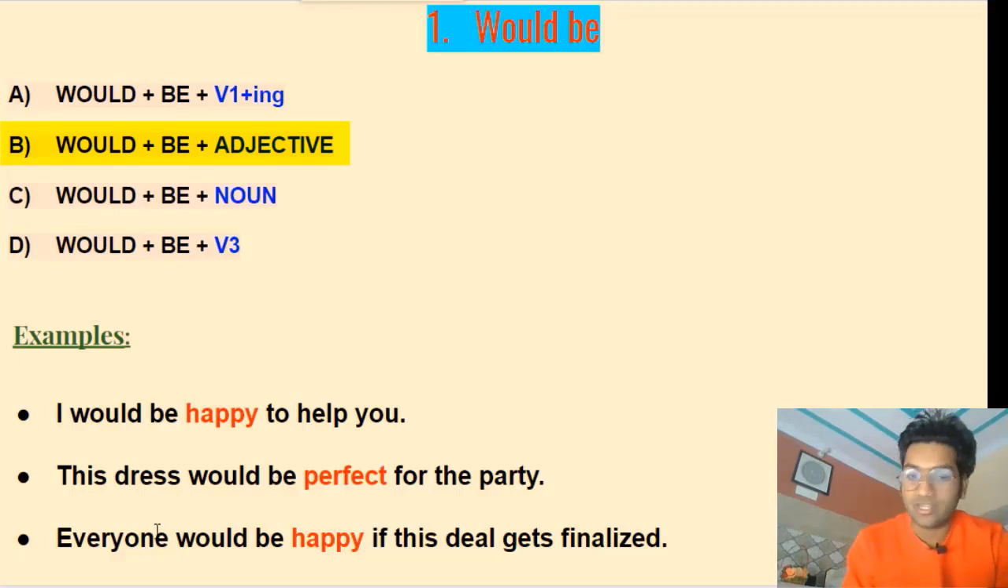Okay, last one. Everyone would be happy if this deal gets finalized. If this happens under a particular condition, everyone would feel in a certain way. Everyone would be happy. Now it's referring to a hypothetical, unreal situation, which is not a sure situation, right? Which is not a confirmed situation. If this happened, everyone would feel in a certain way. Everyone would be happy. Would be followed by an adjective.